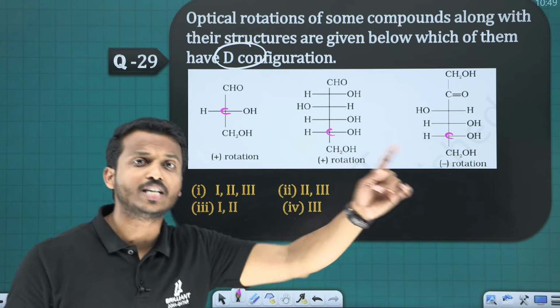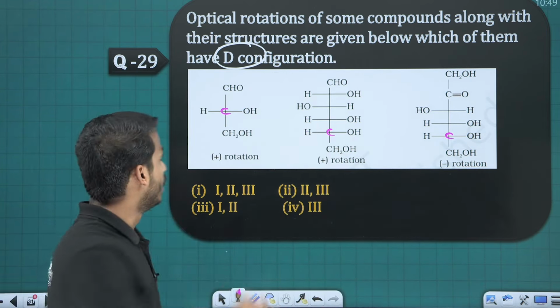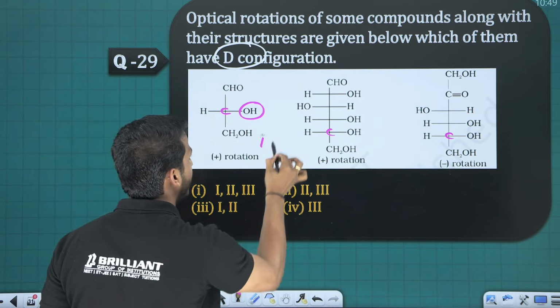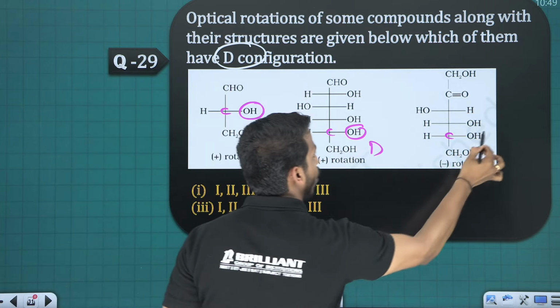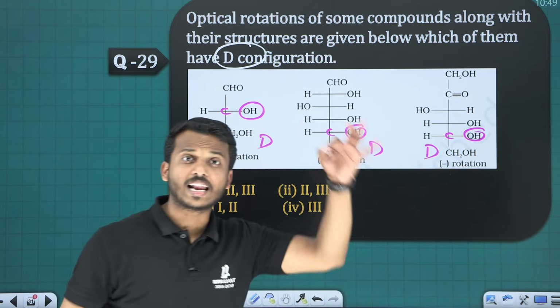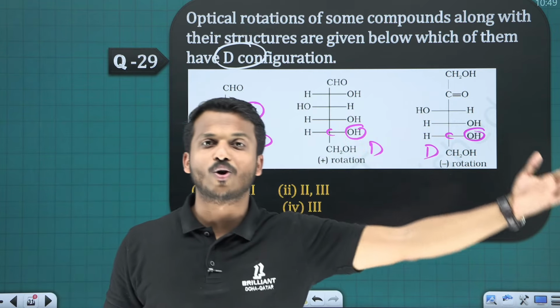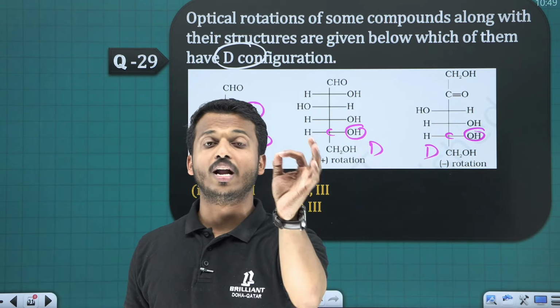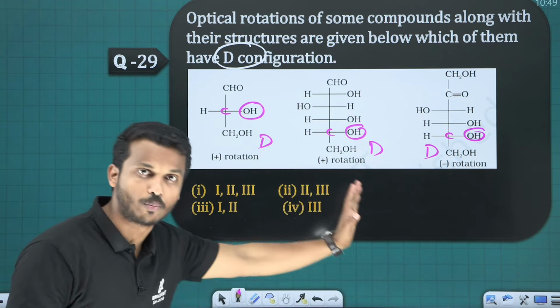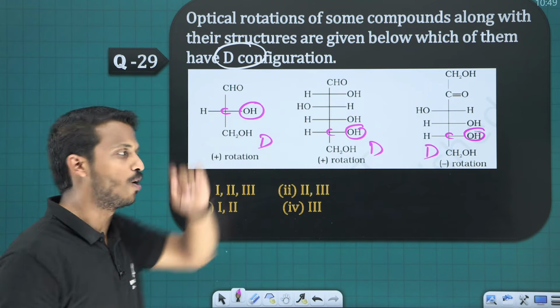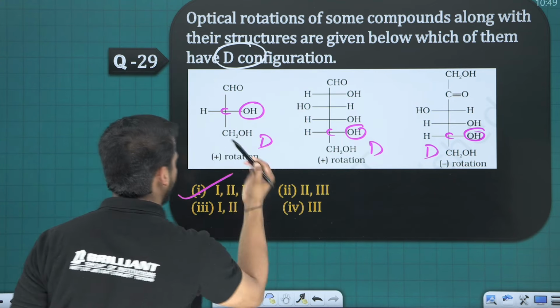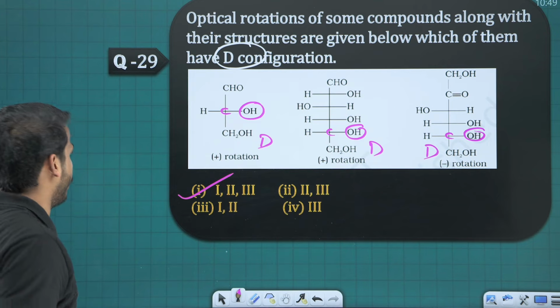Where OH is on the right, they are D. So here you see OH on right, D. On the second last carbon, if OH is on the right, then it is D configuration in our normal system. If OH is left, L configuration. So all of them, 1, 2, 3, are D configuration.